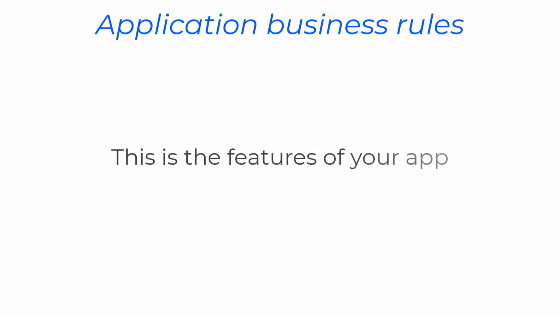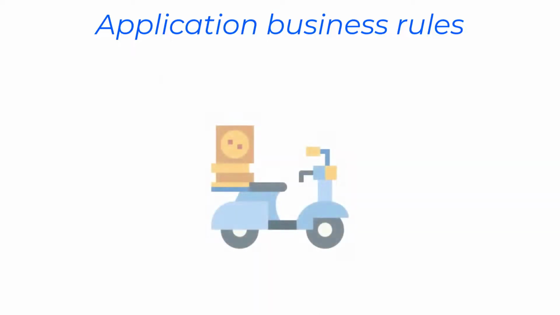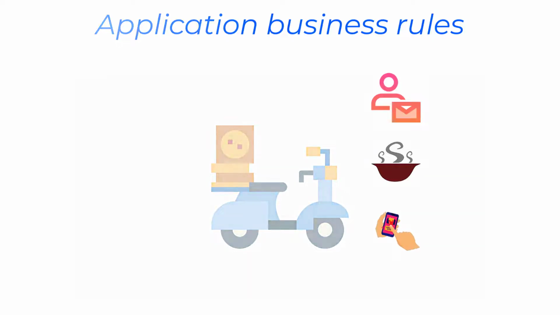Application business rules. These are the features of your app, the total list that your app needs to get done to be your app. It's like enterprise business rules, but it is specific to your application. For example, in our food delivery app, we can have features like get the user by email, get some hot foods, and order food.